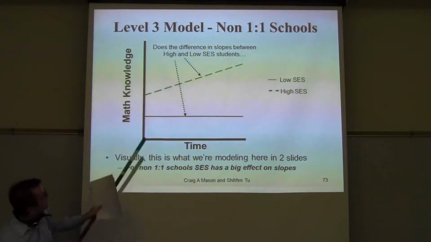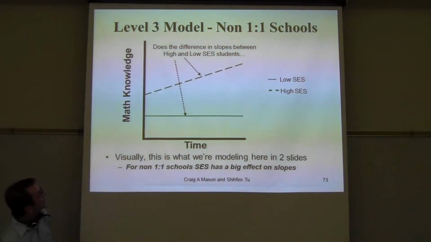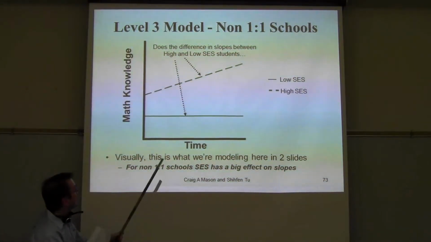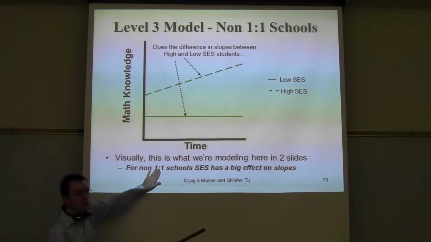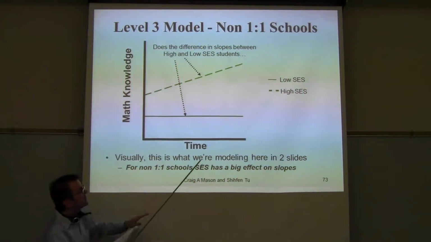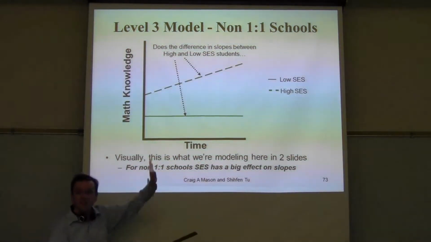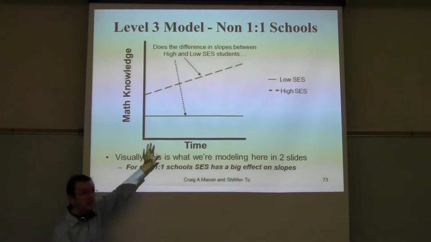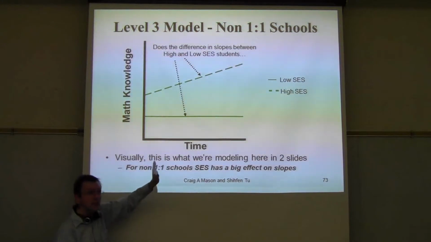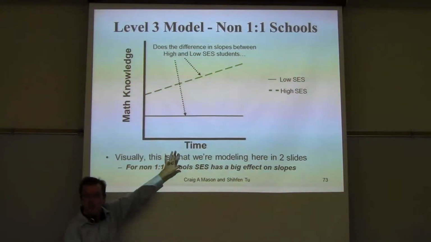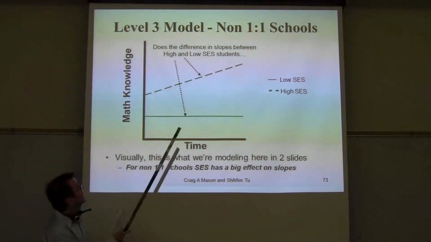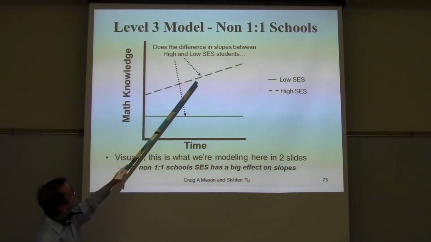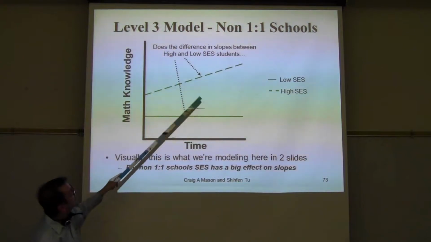So, visually, here's what it looks like. Here's non-laptop schools. Now, what do we see? This is to illustrate, and again, this isn't specifically what's being hypothesized, because the statistical test is just going to look, is there a difference? But this illustrates the sort of difference that it's getting at. If we look here, here's the difference in the slopes between high and low SES students.